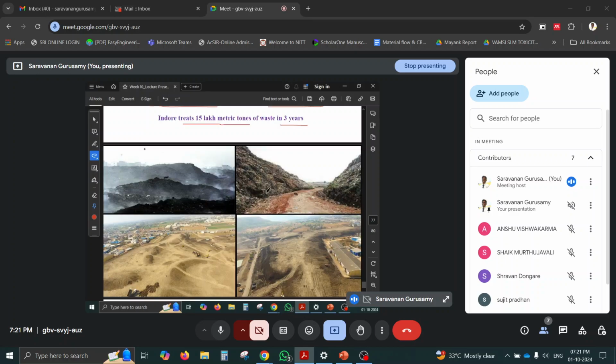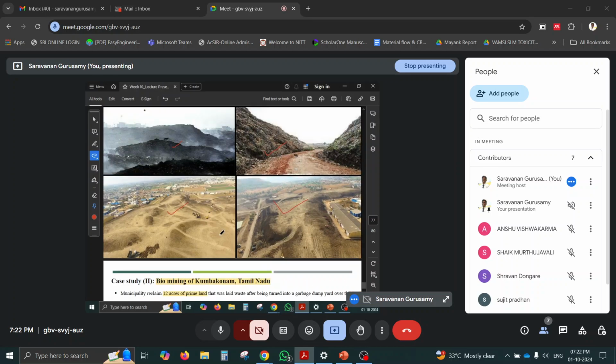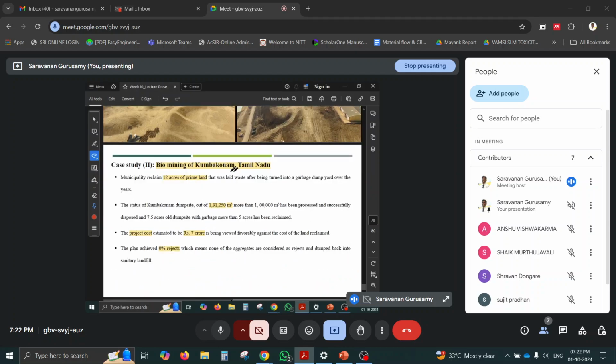So after clearing, you can see this is like a ground, initial, before, after. So you can reduce the environmental pollution, you can also have land area. So in Tamil Nadu, you can see about Kumbakonam. This is the first biomining process, I think, happened in India, in around 12 acres of prime land, having 1.3 lakh meter cube of waste.